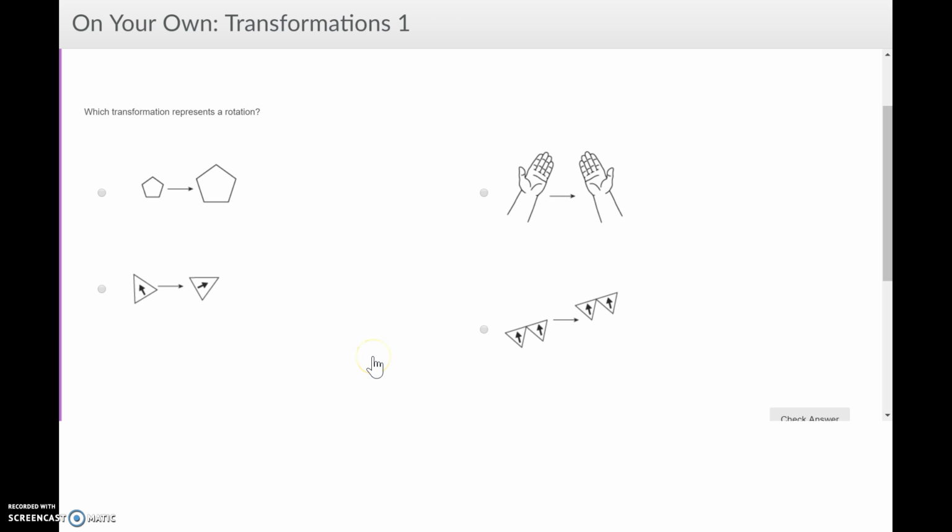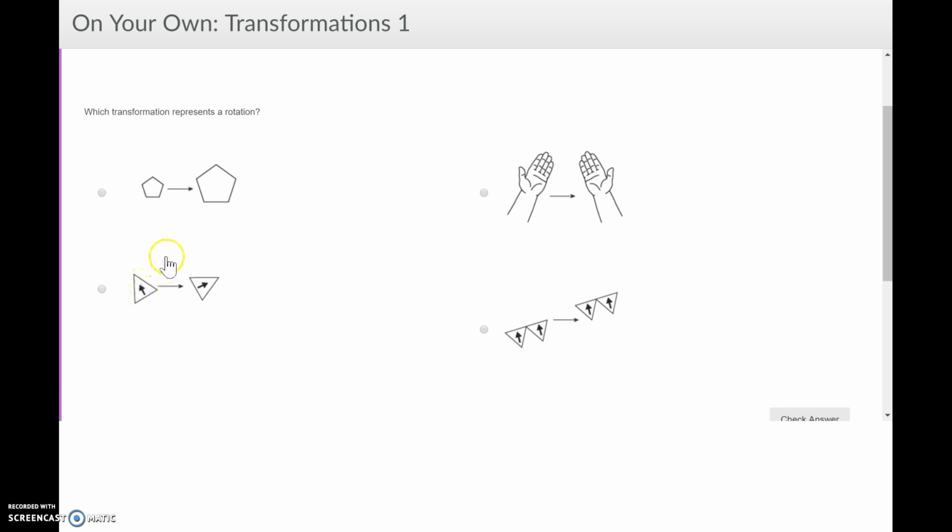All right, which transformation represents a rotation? So this one, the only transformation where an object changes size is a dilation, so that can't be it. This one, if you clap your hands and then put them back on top of each other, you're reflecting them over. Notice how the thumb is on the left and now the thumb is on the right. That is a reflection.